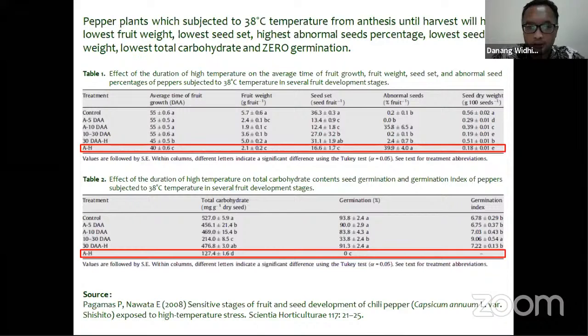buah yang paling rendah, kemudian pembentukan biji yang paling rendah, kemudian juga persentase benih abnormal yang paling tinggi, kemudian berat kering benih yang rendah, serta jumlah total karbohidrat yang paling rendah. Dan yang paling menarik adalah perkecambahannya ini sampai mencapai 0%. Artinya tidak ada satupun benih yang mampu tumbuh atau viabel oleh karena tanaman itu terpapar pada suhu tinggi di atas 33 derajat. Mulai dari bunga mekar, artinya mulai dia mengalami polinasi, sampai dia siap dipanen.